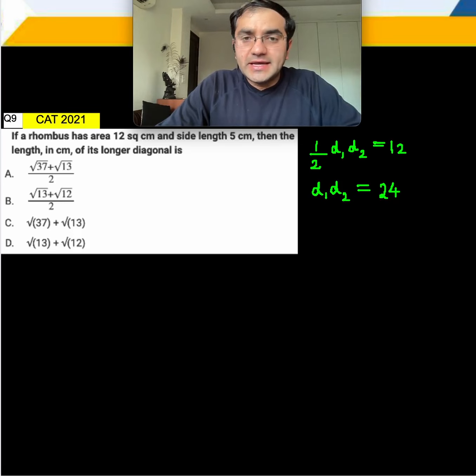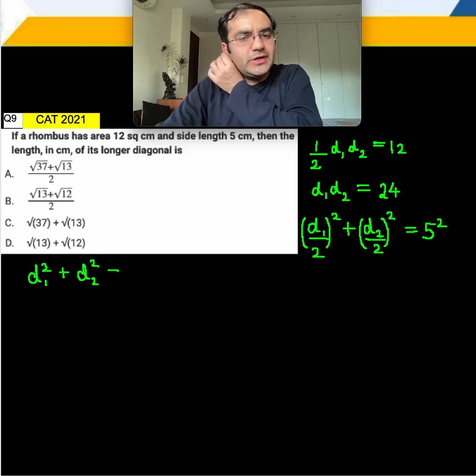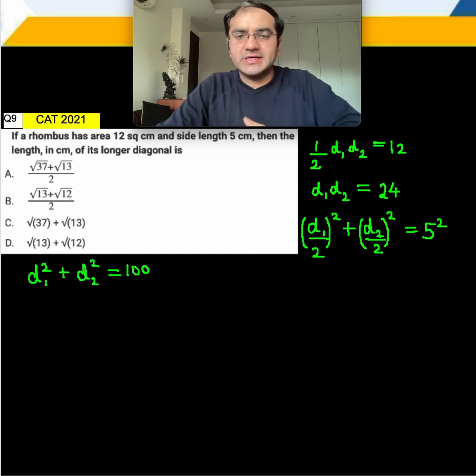Second is that I can use Pythagoras theorem in one of the small triangles of the rhombus. So (D1 by 2) square plus (D2 by 2) square becomes equal to 5 square. So D1 square plus D2 square, or the sum of the squares of the diagonals, becomes 100.